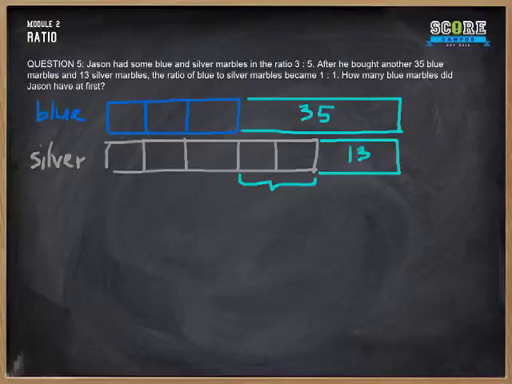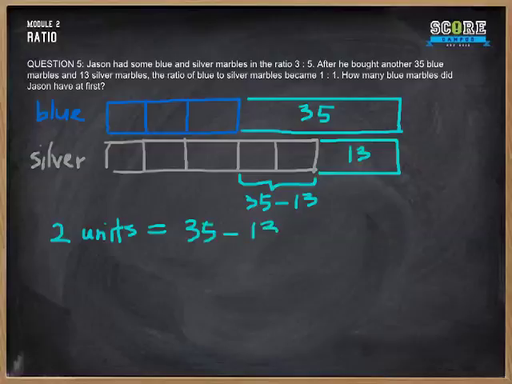Okay. So you see that? That is what? 35 minus 13. Do you think that's right? Those two units, those two boxes can represent 35 minus 13, right? So from there we move to step 3. Now we can see that we can find the values of the 2 units, which means we can use these units to find the answer. So the value of those 2 units is 35 minus 13, which is equal to 22.